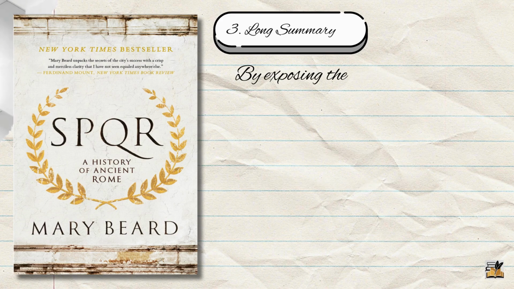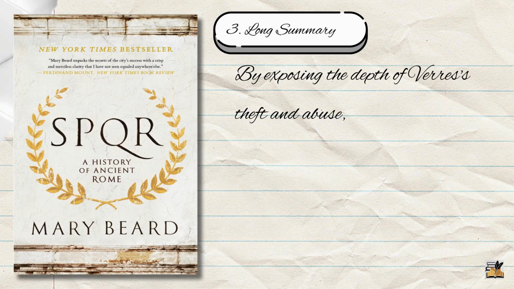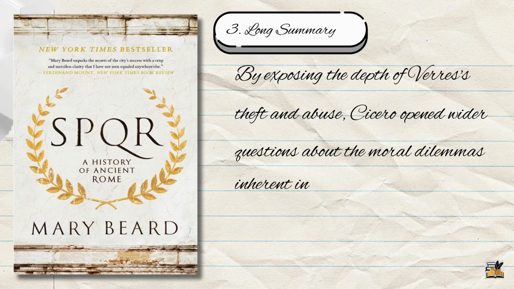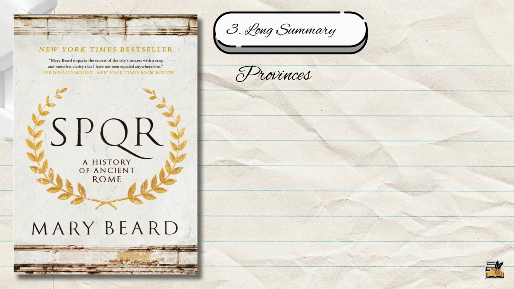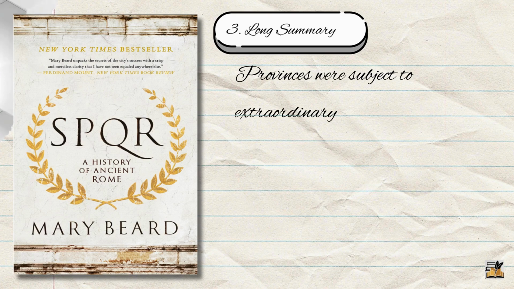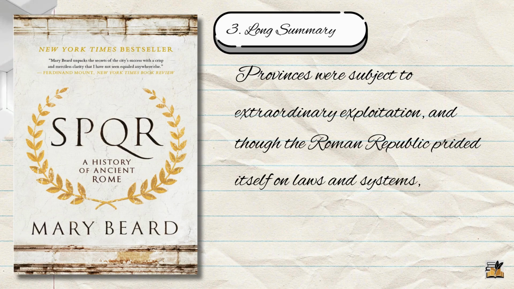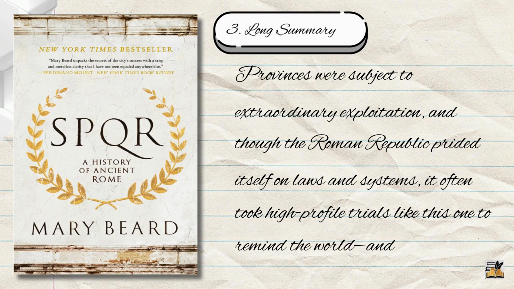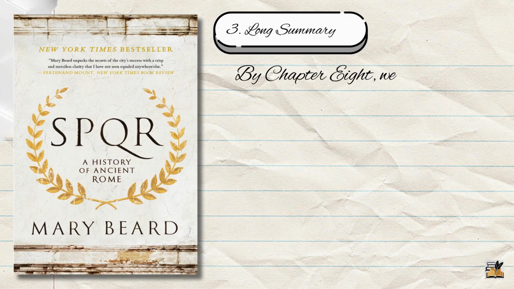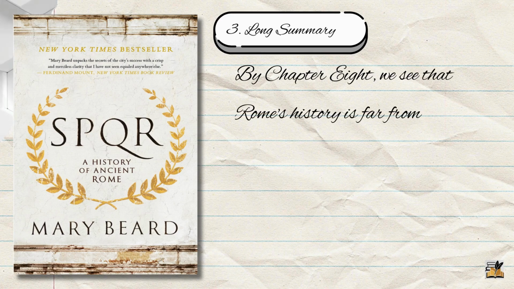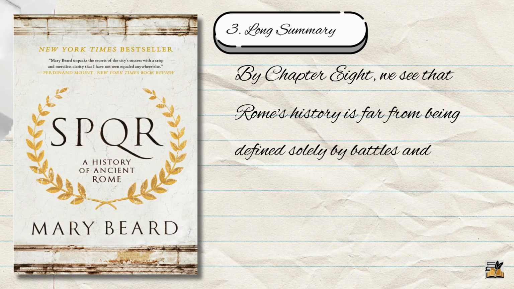By exposing the depth of Verus's theft and abuse, Cicero opened wider questions about the moral dilemmas inherent in Rome's expanding dominion. Provinces were subject to extraordinary exploitation, and though the Roman Republic prided itself on laws and systems, it often took high-profile trials like this one to remind the world, and Romans themselves, of the need for checks on power. By Chapter 8, we see that Rome's history is far from being defined solely by battles and political machinations.